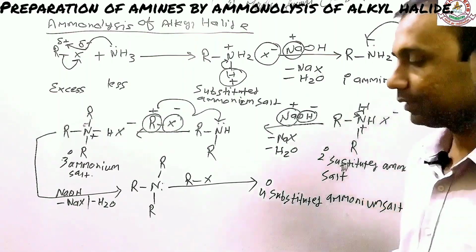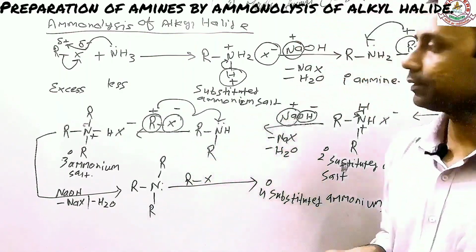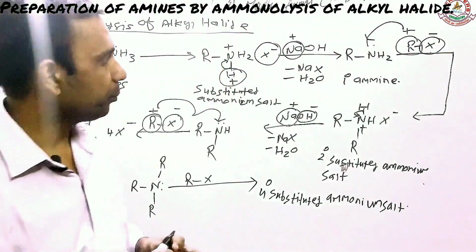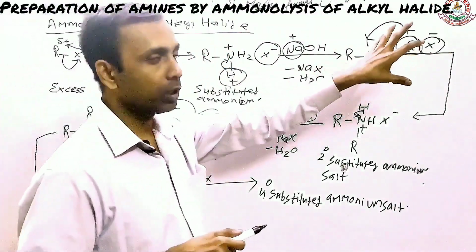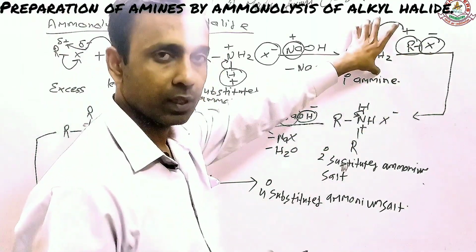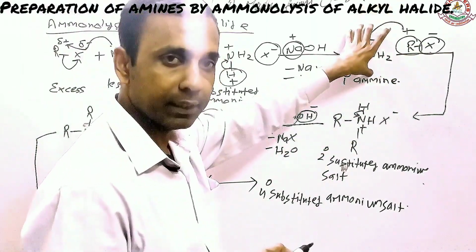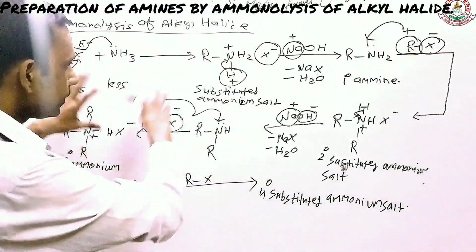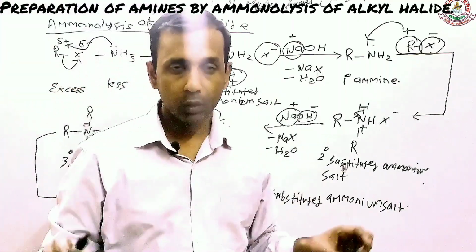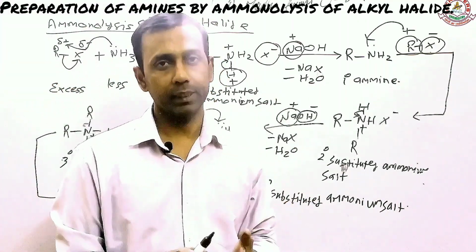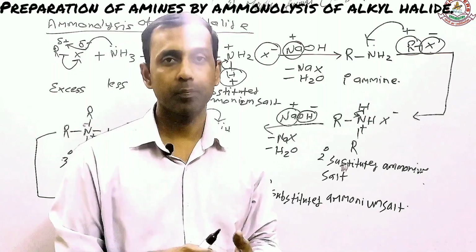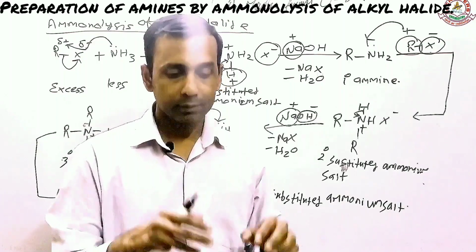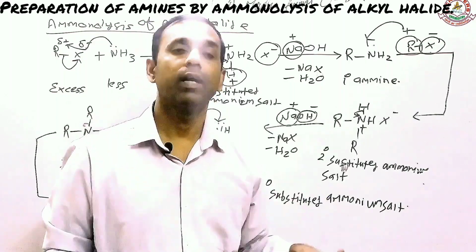Now let's talk about the advantage and disadvantage of the reaction. If we want to prepare only the primary amine, if we want to stop the reaction right here, then this is not useful, because this reaction is giving a mixture of 1 degree, 2 degree and 3 degree amine, and also a 4 degree salt. So this reaction is not very useful. It has a disadvantage that it gives a mixture of all types of amine.